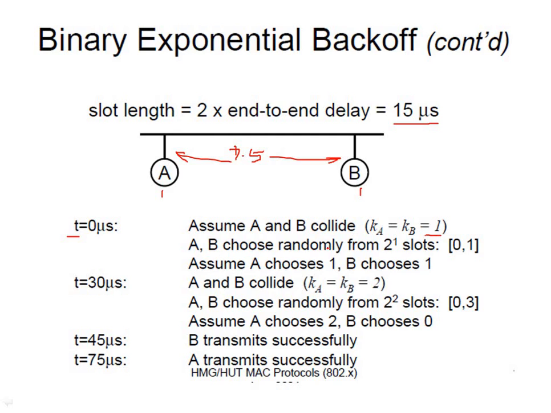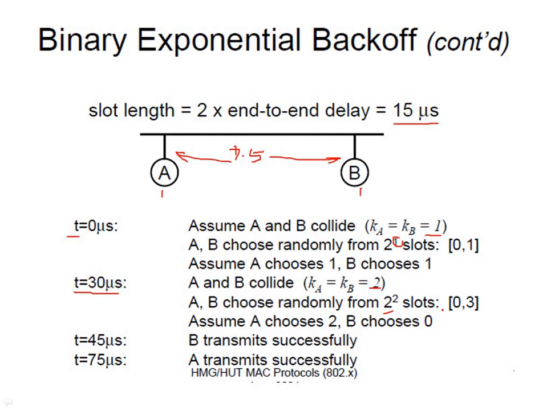Now choose randomly. Here only one collision has occurred, so K is selected as 1, so 2 raised to 1 is equal to 2, only 2 values will be there, so you choose any value between the range of 0 and 1. So A chooses 1 and B also chooses 1. So for 15 microsecond it will check for that one. Now at 30 microsecond, it will go for a double. Again A and B collide, so it goes to 2.